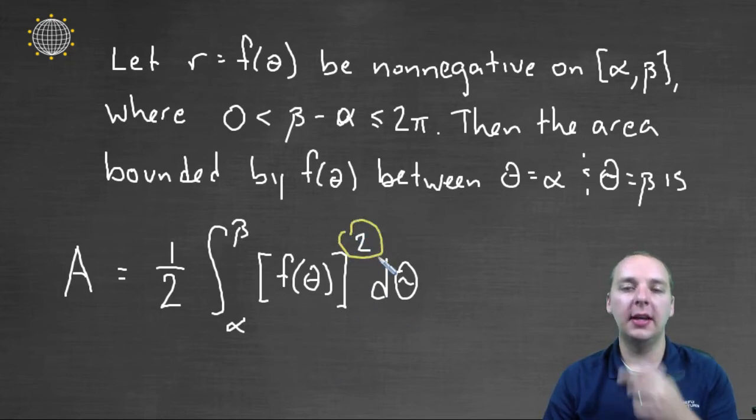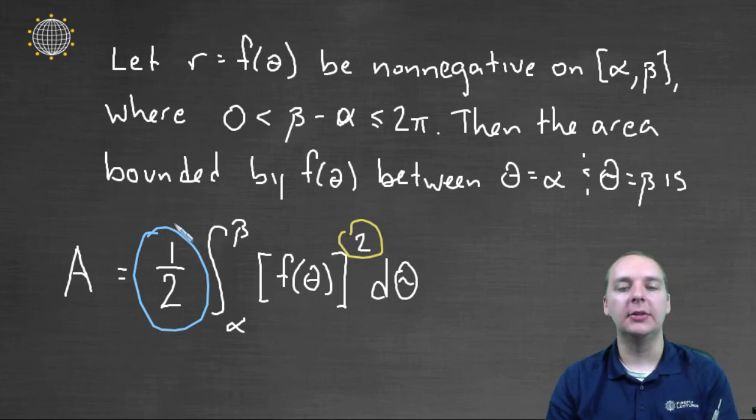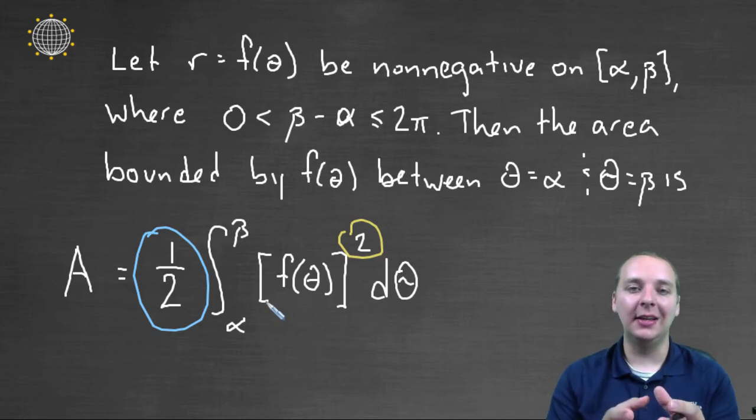A lot of students will forget that square. You'll get a wrong answer. Also, don't forget the 1/2. A lot of students forget that and get a wrong answer. So if you remember, this formula is basically: take your information, take your alpha, your beta, stick it in, do the integral, you get your answer.